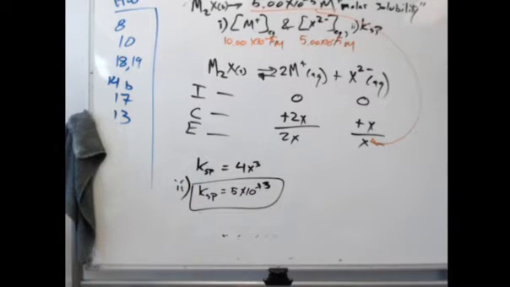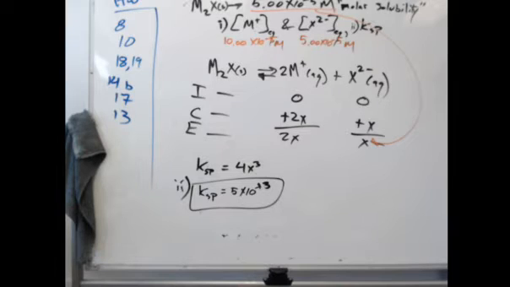Now, part 3 and part 4 are conceptual. Somebody who's willing to, can you read the first conceptual question? What assumptions must you make in the dissociation of M2X? What assumptions do we have to make?